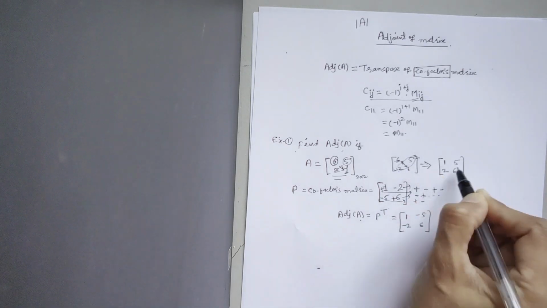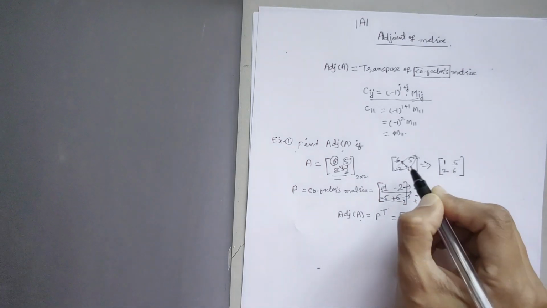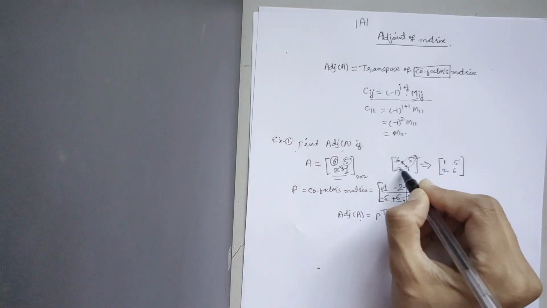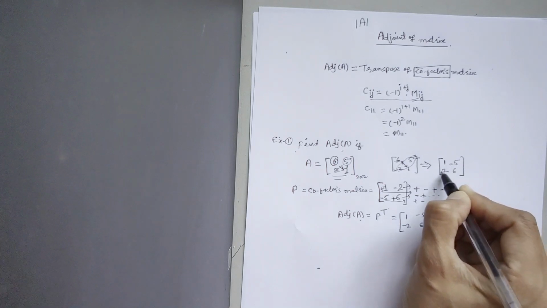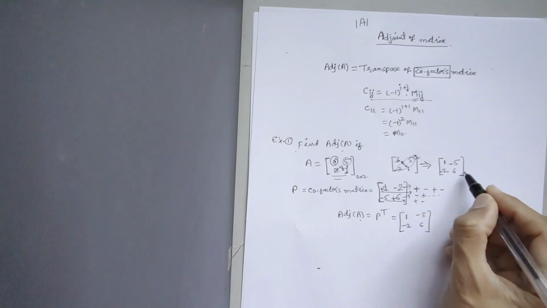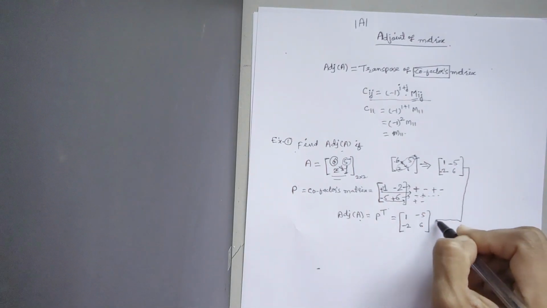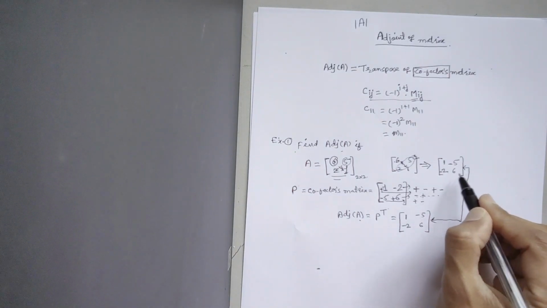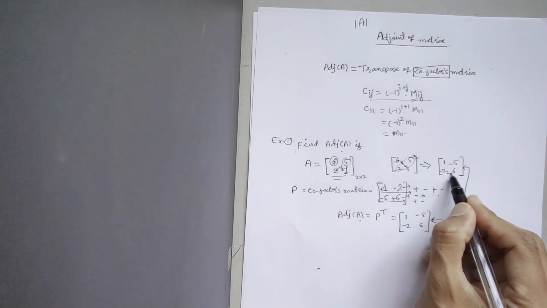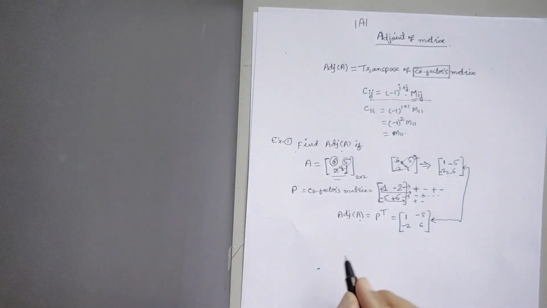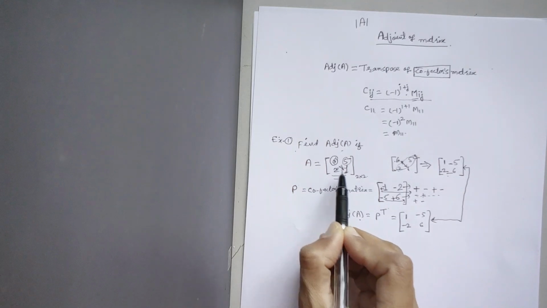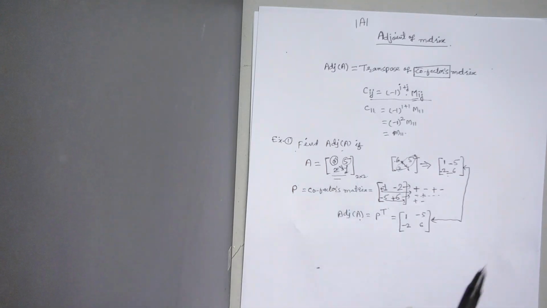And change the sign of these two elements. Whatever elements are here, just change the sign. If they are plus, make them minus. If they are minus, make them plus. So here they are both plus, I will make them minus. And you can see that I am getting the same result. So this is the simple trick to find the adjoint of a 2 by 2 matrix: just interchange the diagonal elements and change the sign of the other elements.